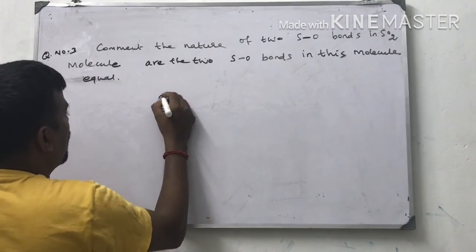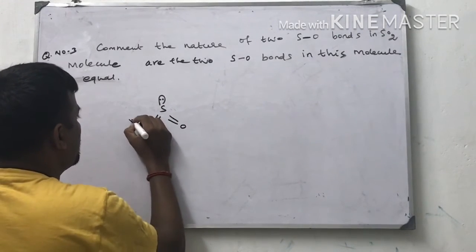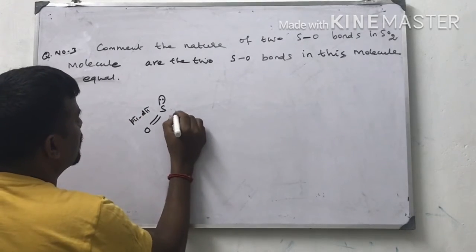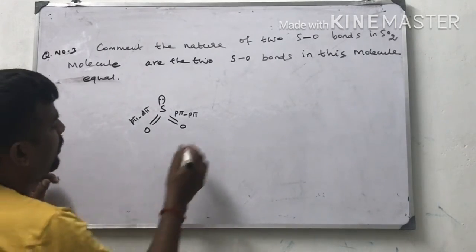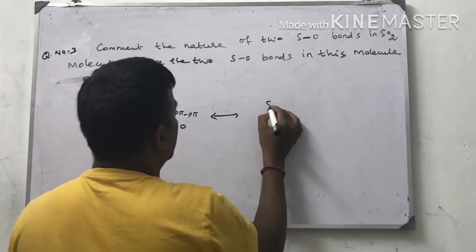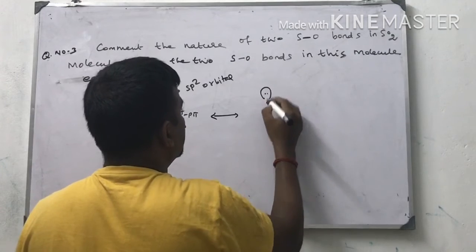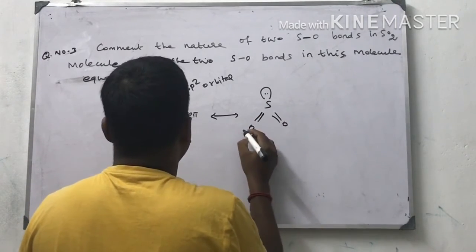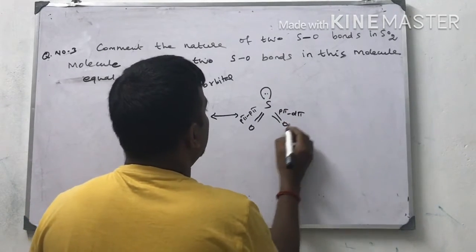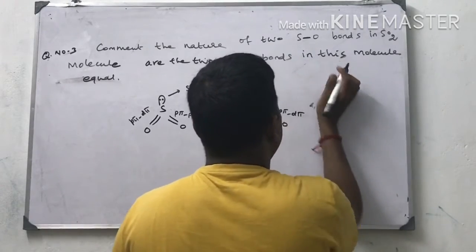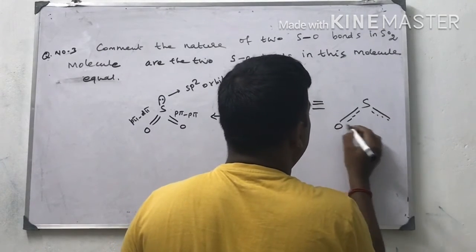Right. I am now drawing the structure of sulfur dioxide. P pi D pi multiple bond. Here, P pi multiple bond. One will form the covalent bond with sulfur, the other will form the P pi D pi multiple bond. sp2 orbital. P pi D pi multiple bond. And it will give the resonance structure like this. This is the final structure for sulfur dioxide.